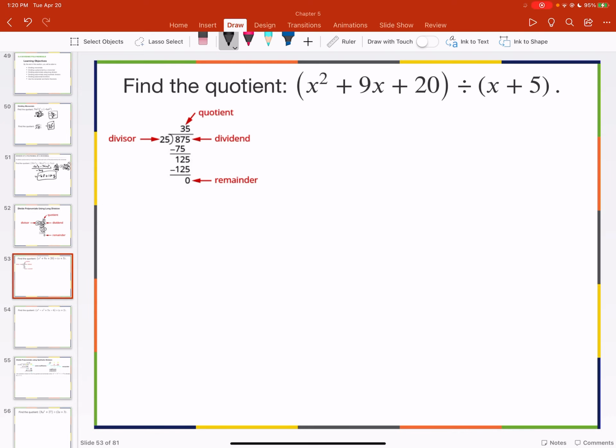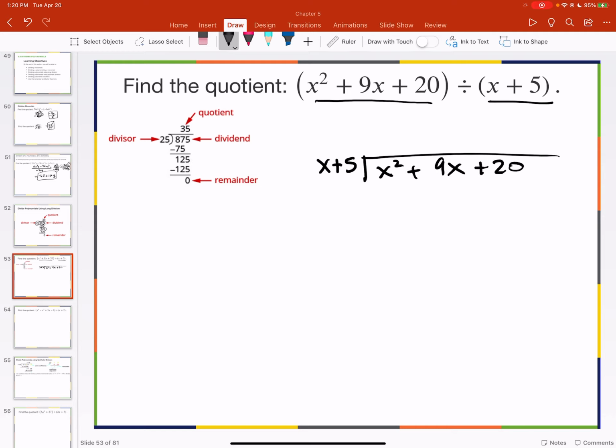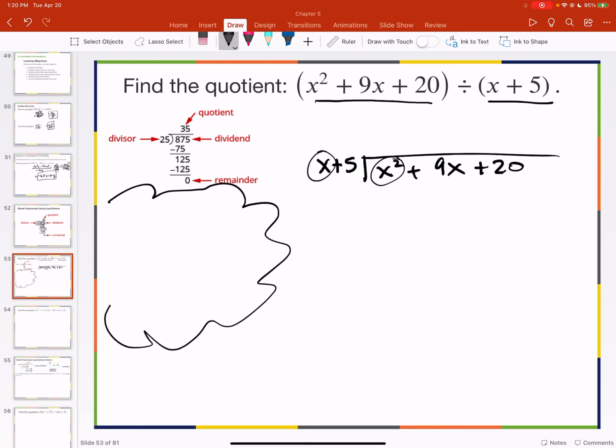So let's go ahead and do one. We're dividing, this is our dividend and this is our divisor. So basically, we're dividing x squared plus 9x plus 20 by x plus 5. The first thing you do is look at the first term of each and ask, what number times x gives me x squared? We want it to be the same thing because we're going to subtract it out, okay? You can divide the first term of the dividend by the first term of the divisor and say, this is the number or the letter that I need.